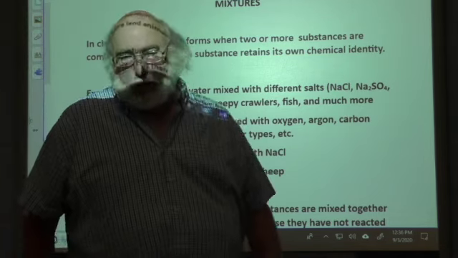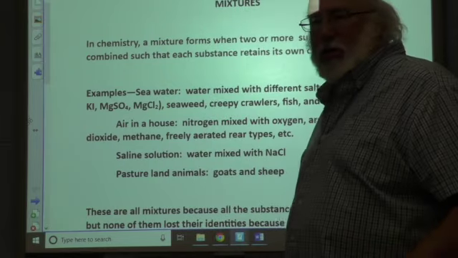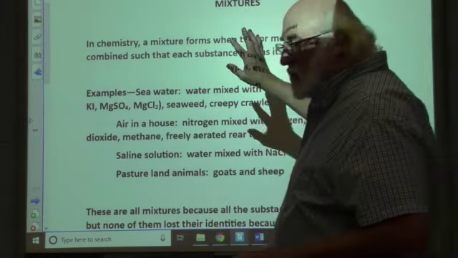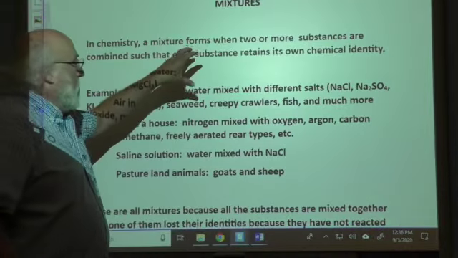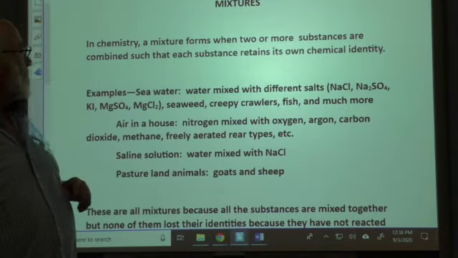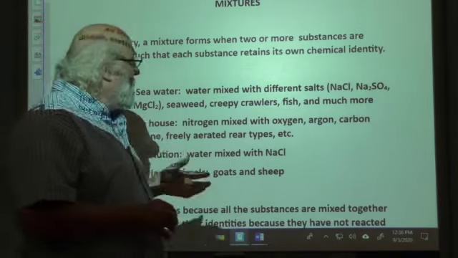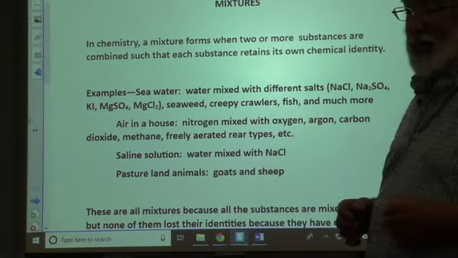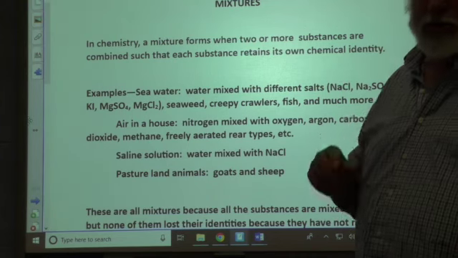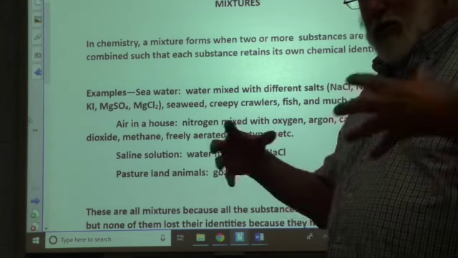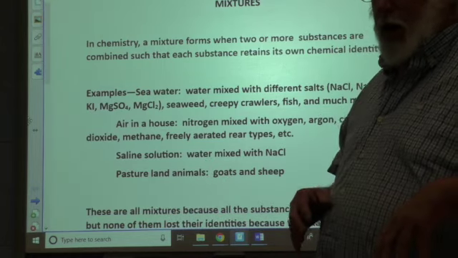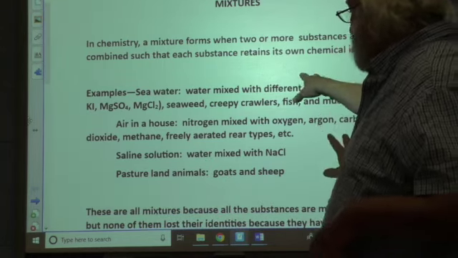Hi. This next lesson that we're going to get into deals with mixtures. Mixtures, as defined, form when two or more substances are combined such that each substance retains its own chemical identity. Now, a lot of gobbledygook there, but basically what we're saying is we're mixing two things together, they don't react. They're just there. Now, there's some examples here.